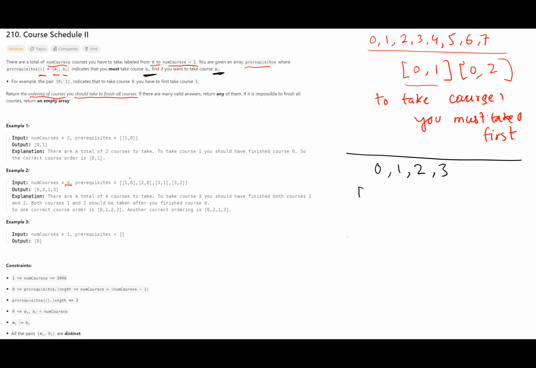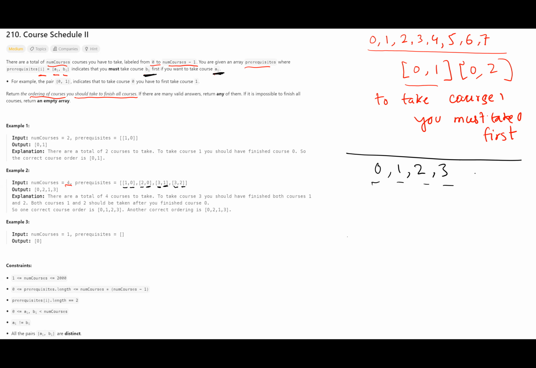So if I want to take course 1, I need to take course 0 first. Also, if I need to take course 2, I have to take course 0 first. To take course 3, I also have to take course 1, and I have to take course 2. Then I have to return an ordering, which is a valid order in which I can take the courses so that all the prerequisites are met, and I also have to make sure that I can take all the courses 0, 1, 2, 3.